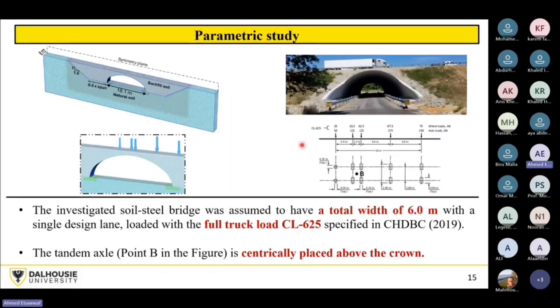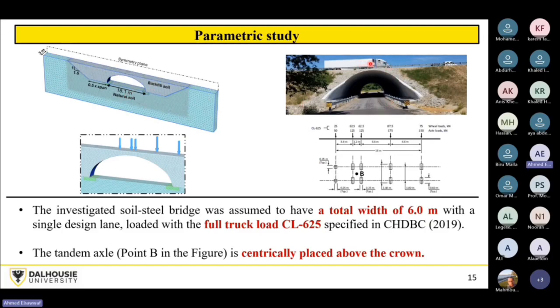So in the parametric study, we have expanded the span to 18.1 meters. Actually, in my research, I have investigated a span of 25.5 and a span of 32.4, but here I'm presenting the span of 18.1 meters only. We have done the construction process as I have shown you.